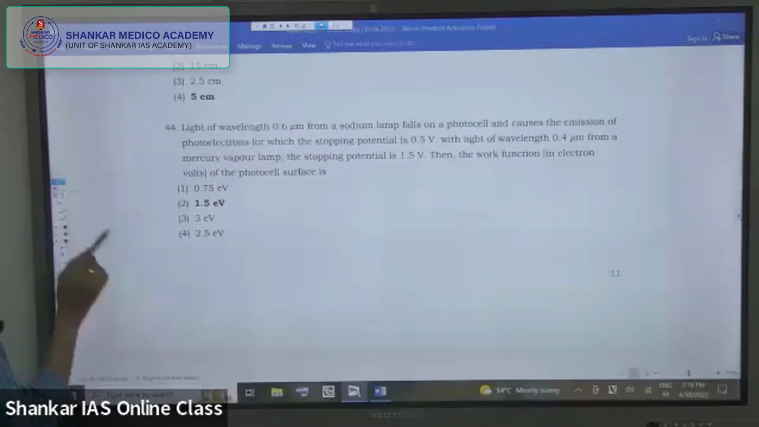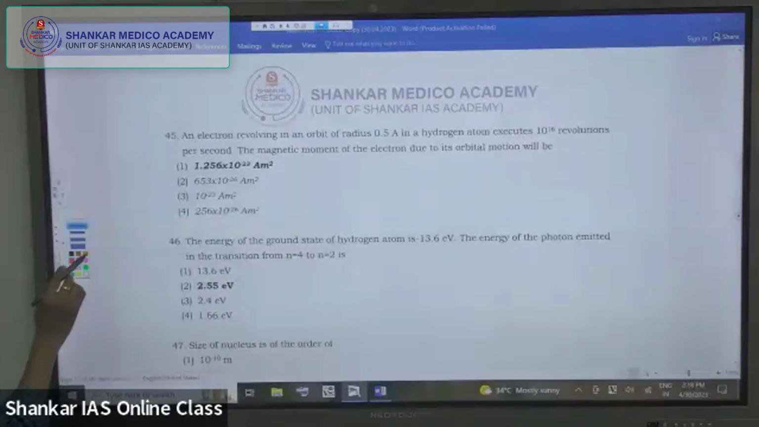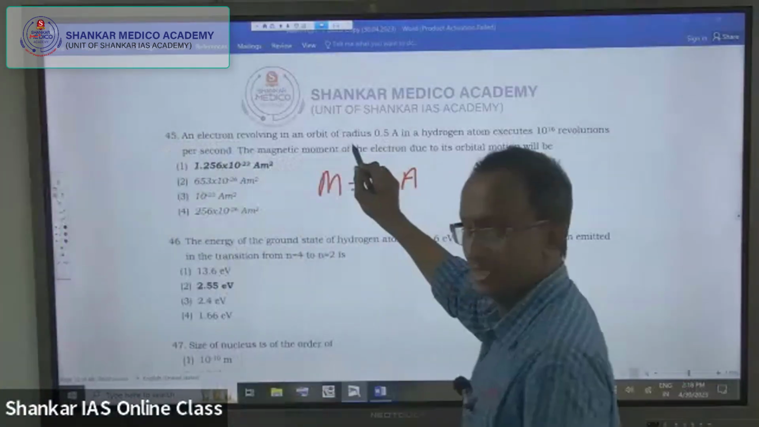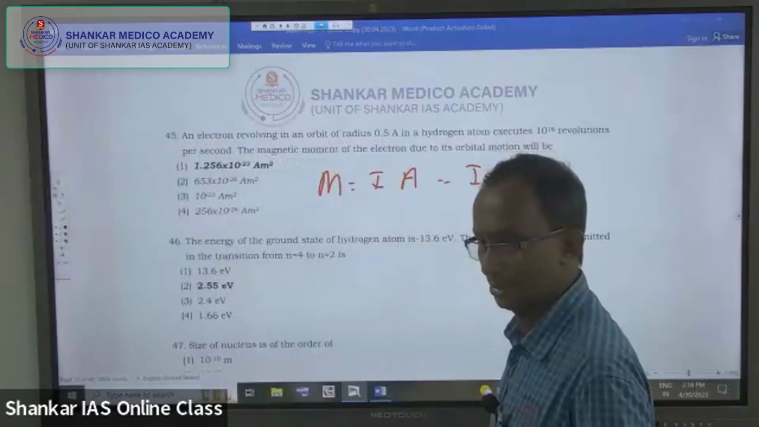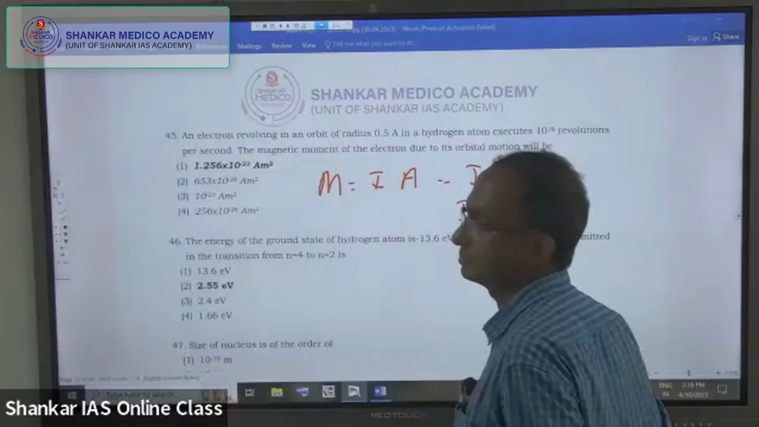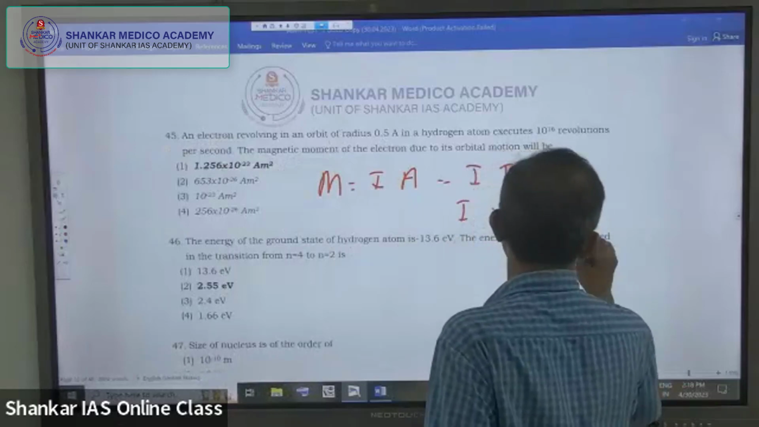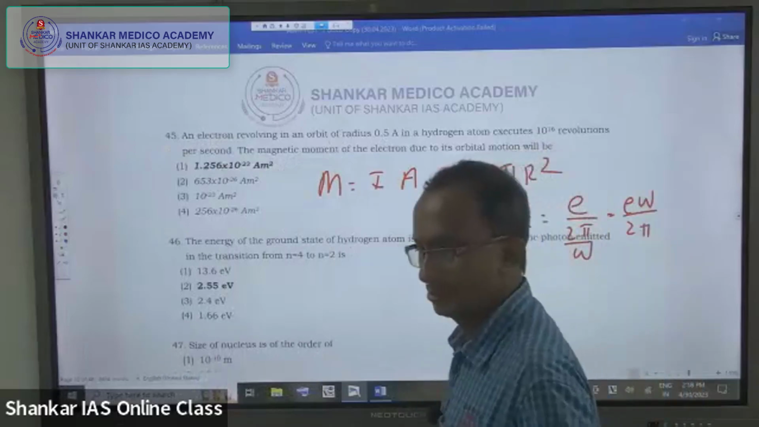So next question. Here the relation is, anybody got this answer? A is the option. Sandhya got it, okay. What is the equation? M equals IA. Radius is given. So I into pi r square. So I is e by T. This can be written as e by 2 pi by omega, or e omega by 2 pi. Substitute.